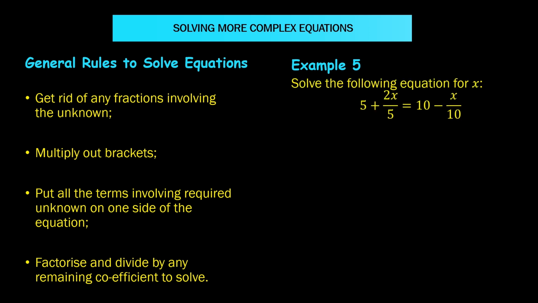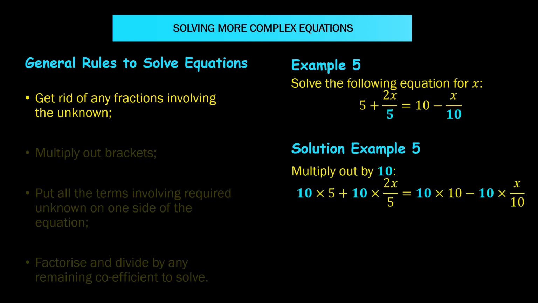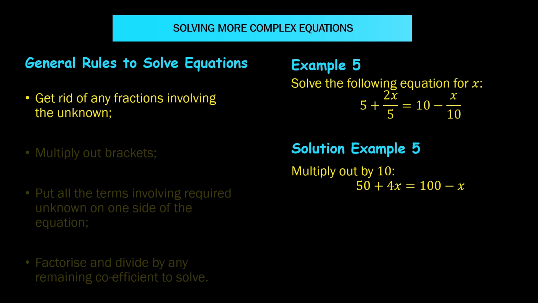If we're required to solve this equation for x, then we begin by multiplying out by 10, since we're trying to get rid first of any fractions involving the unknown. This tidies up to this expression, 50 plus 4x equals 100 minus x. And notice that all the fractions have now disappeared. Next, we multiply out any brackets, but as there are no brackets, we don't need to worry about this step.